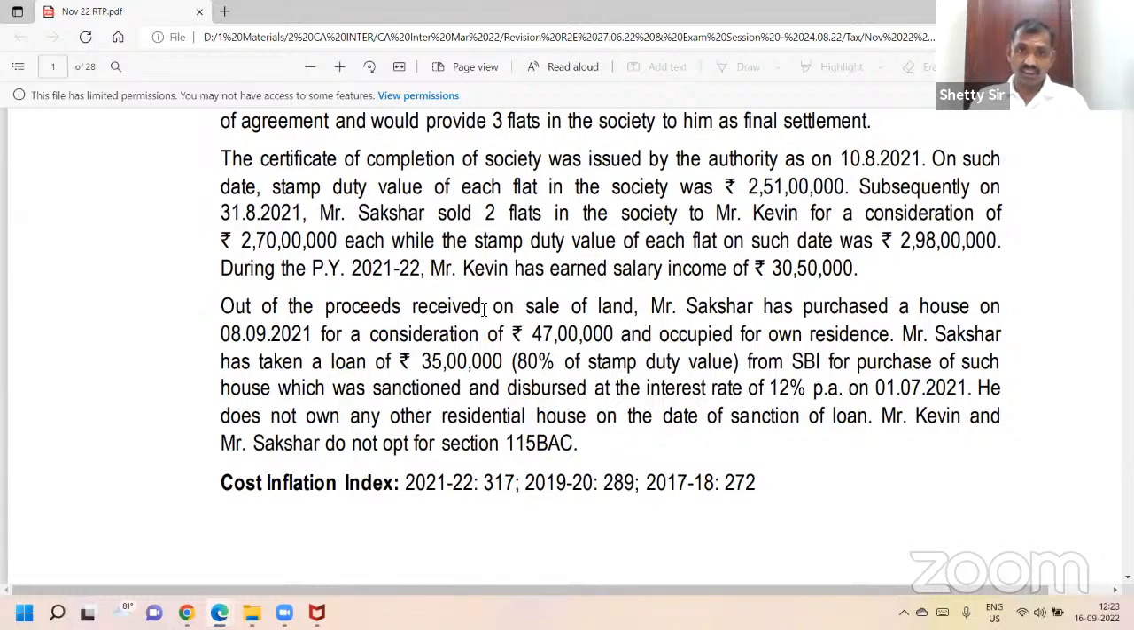Under Section 80EEA, if the stamp value does not exceed 45 lakh, you will get an additional 1,50,000 towards interest on loan. There is a condition for that, and let us mention all 3 conditions. Let us continue reading. From SBI for purchase of such house, which was sanctioned and disbursed at the interest rate of 12% per annum on 1/7/2021. He does not own any other residential house on the date of sanction of loan. Mr. Kevin and Mr. Sakshar do not opt for 115BAC. Underline it and be careful, do not miss the 'not'.